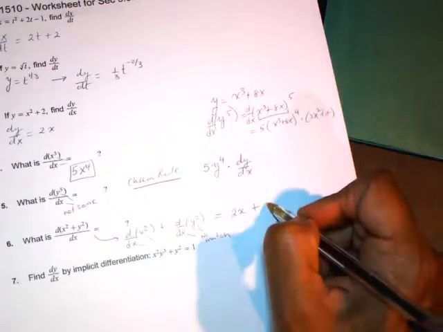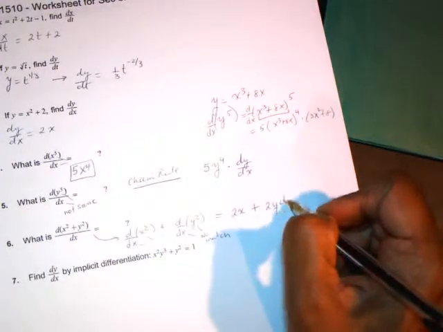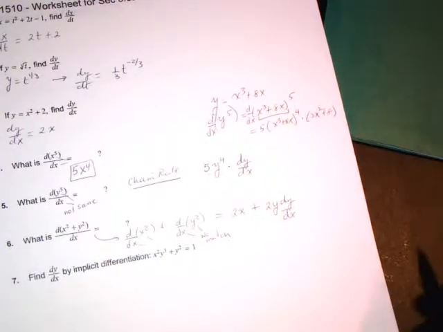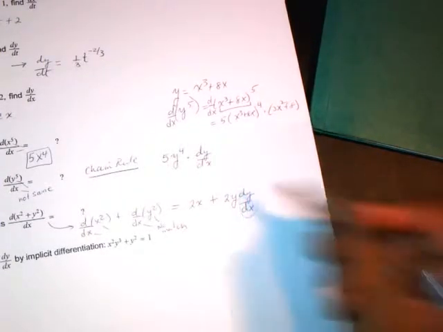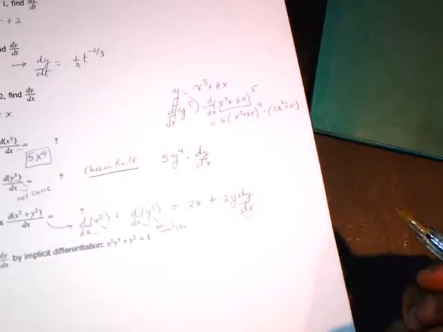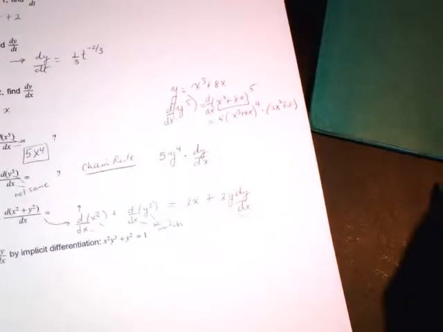So the derivative is going to be 2y dy/dx. If you prefer to use y prime here you can, but it's not very clear what y prime represents unless you say it as dy/dx.